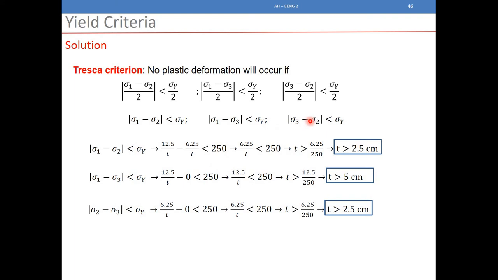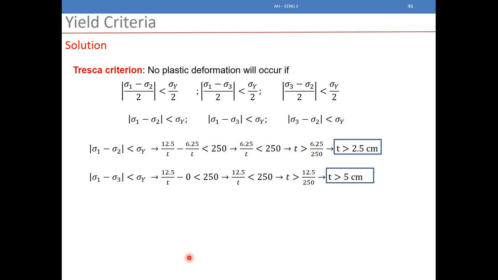So always we compare a positive value to sigma y. Also, we found that the thickness should be 2.5 centimeters. In order to choose the most restrictive condition, to respect all three equations, we need to find a t greater than 5, because it will automatically be greater than 2.5. So according to Tresca, the thickness should be greater than 5 centimeters.